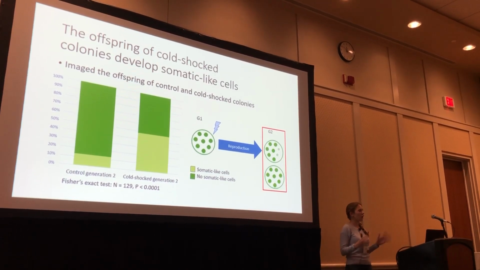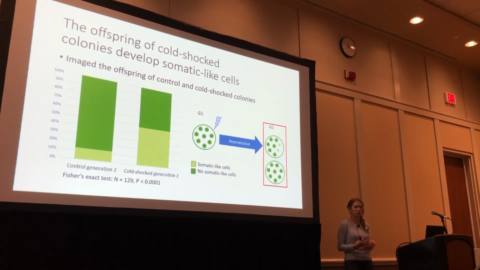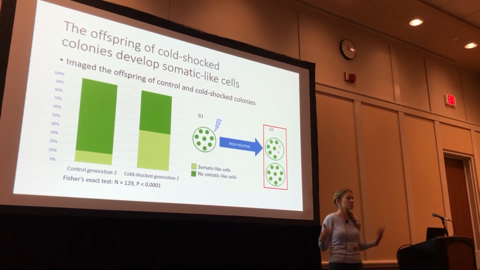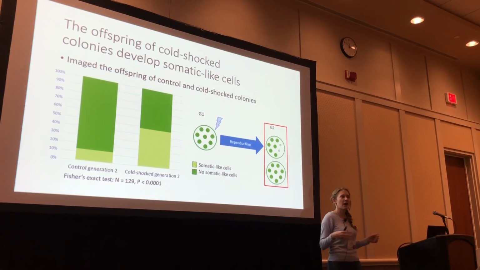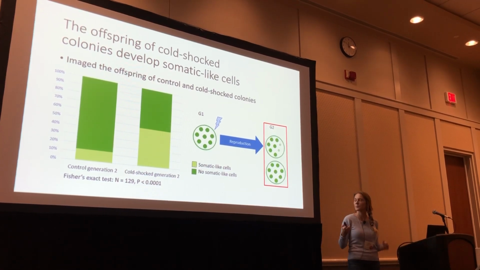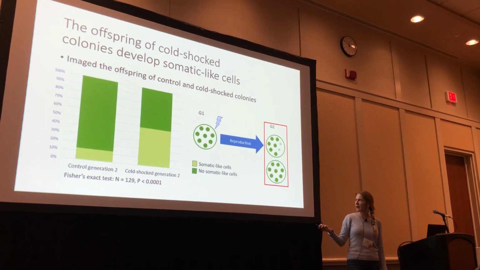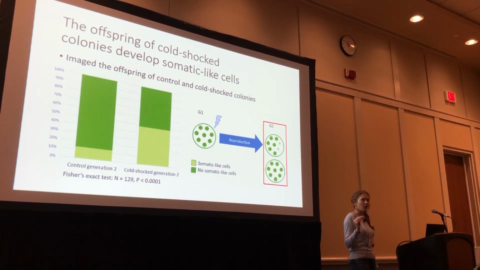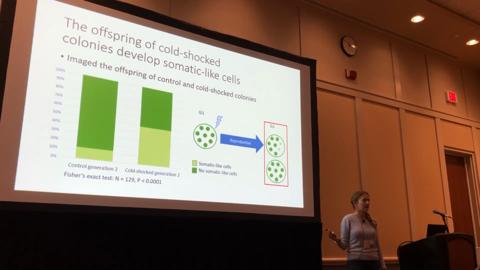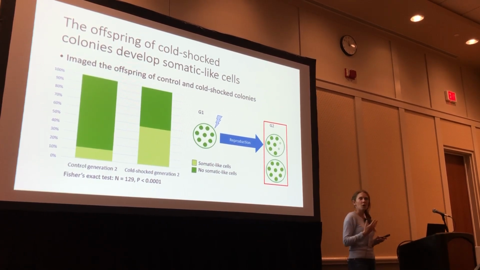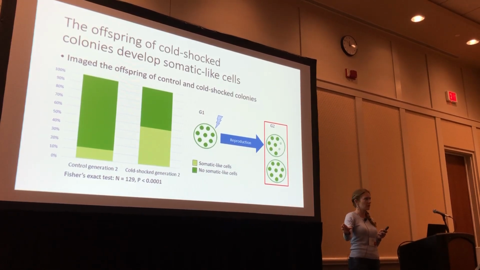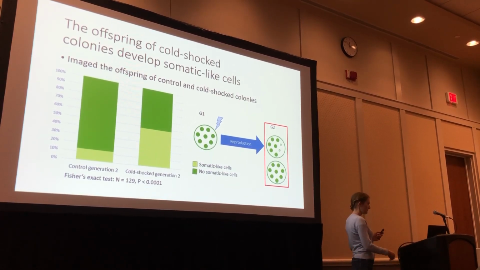I then looked at the offspring of those cold shock colonies. And again, here you see in the controls, a small proportion of colonies have somatic-like cells, most do not. But in that cold shock treatment, about 50% of the offspring of my cold shock colonies had one or more somatic-like cells, which means that colonies with somatic-like cells give rise to daughters with those cells and daughters without them.